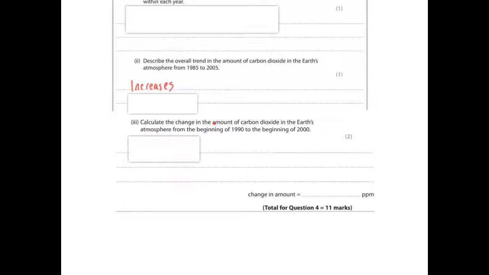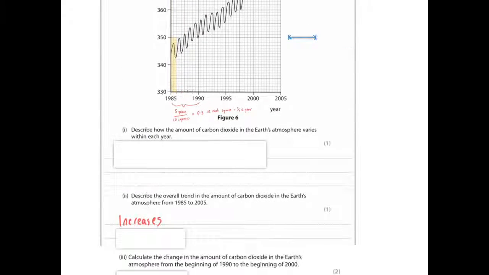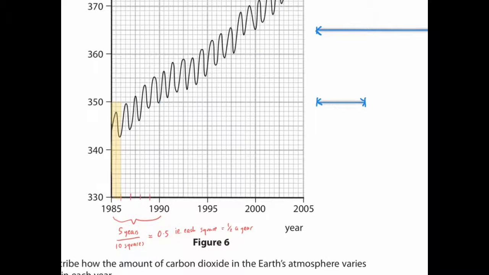Calculate the change in the amount of carbon dioxide in the Earth's atmosphere from the beginning of 1990 to the beginning of 2000. The change in the amount. So this is a little bit more involved. We have to look at 1990 and 2000. So 1990 and 2000 is this region from here to here. So we have to go up the graph and see where it meets the line at 1990, and then go up the graph and see where it meets at 2000.